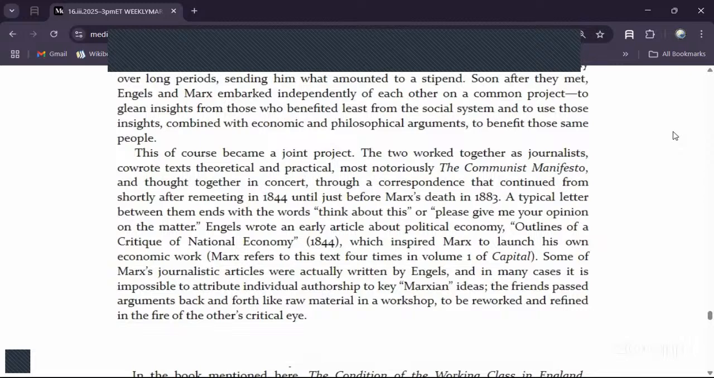Some of Marx's journalistic articles were actually written by Engels, and in many cases it is impossible to attribute individual authorship to key Marxian ideas. The friends passed arguments back and forth like raw material in a workshop to be reworked and refined in the fire of the other's critical eye. Yes, there's a text analysis project in there.